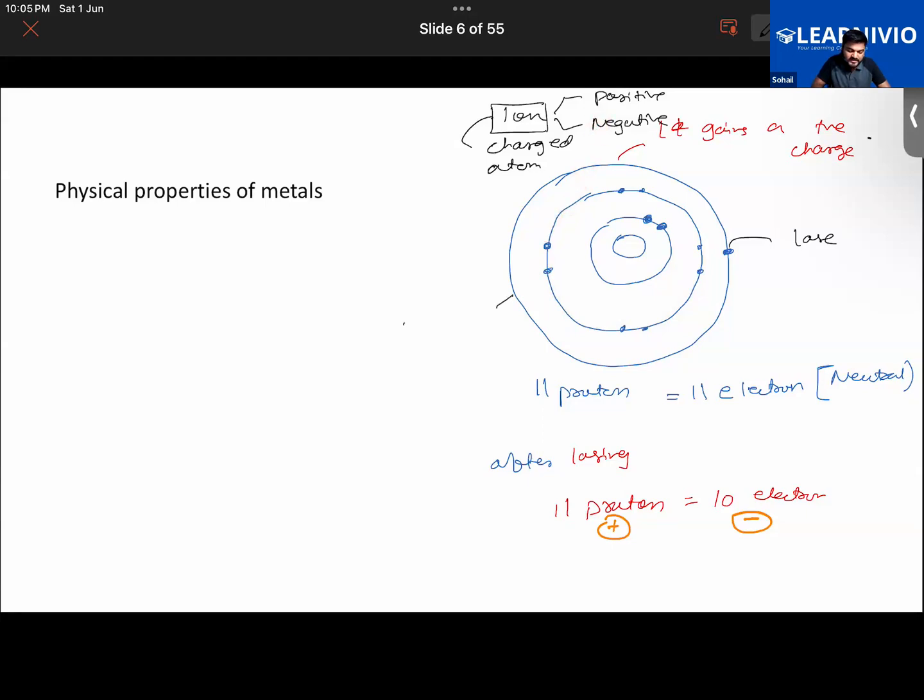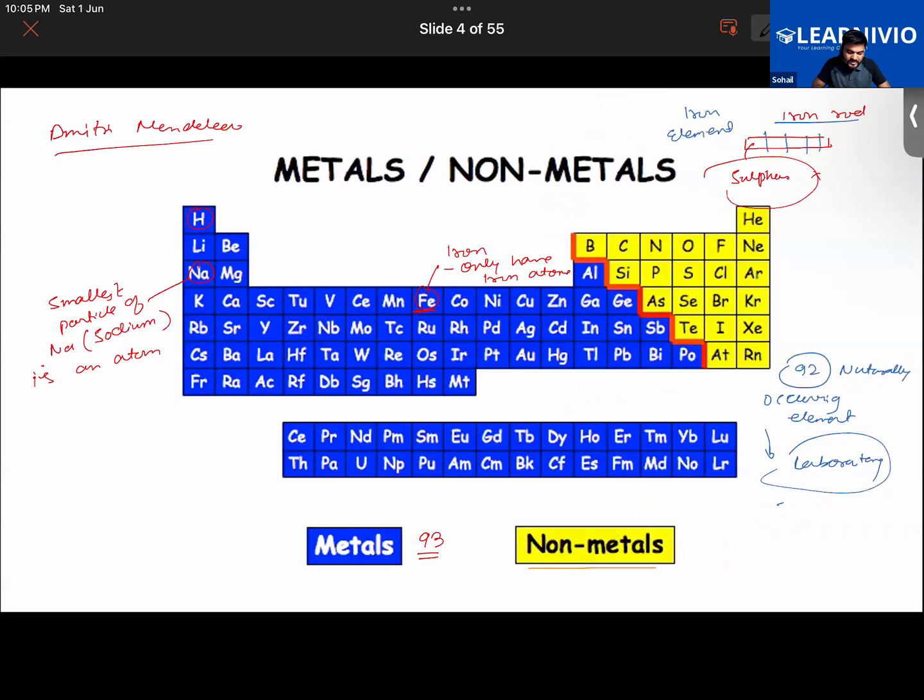And here we have taken the example of sodium. The symbol is capital N and small a. From the periodic table also you can understand it clearly, it is shown by the blue color. That is Na in the symbol, and it is lying over here. All these elements are metals. While if you were to take the example of sulfur or oxygen, they will be gaining electrons.